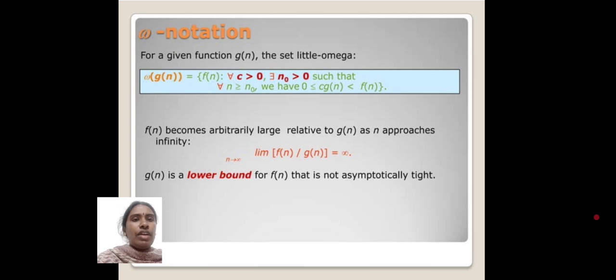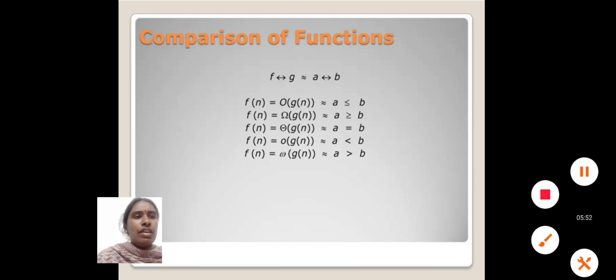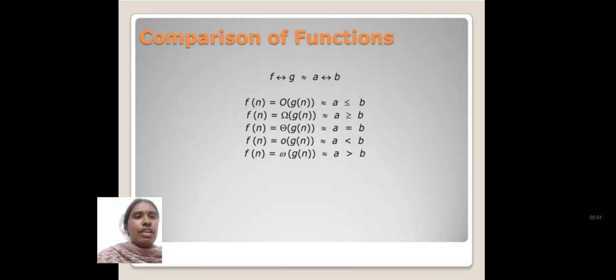So these are the 5 types of asymptotic notations. This is the comparison of functions: f tends to g as a tends to b. These are the 5 asymptotic notations: big O, omega, theta, little o and little omega.